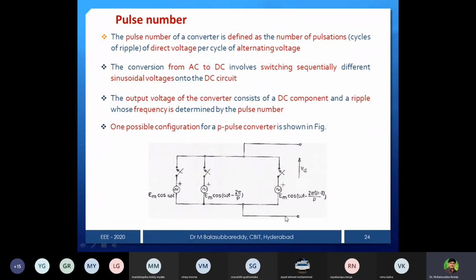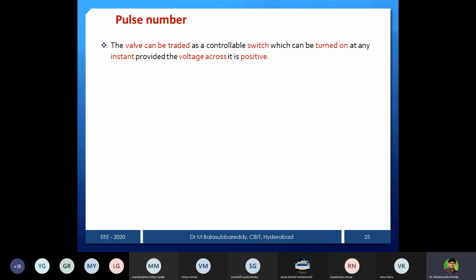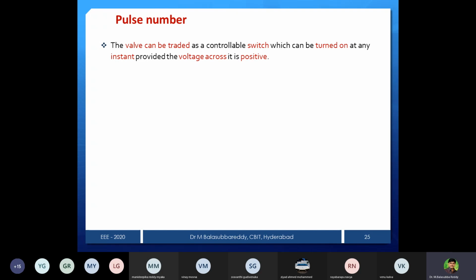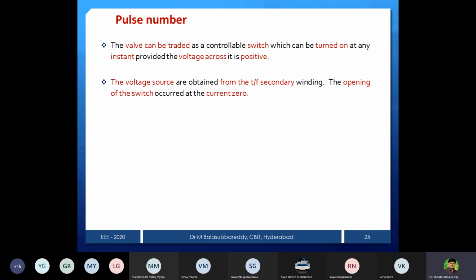You can connect many valves in a basic converter, and the valve can be treated as a controllable switch, because the switch I showed here is not an ordinary switch. It is a controllable switch, preferably a thyristor in this case, because we are using large ratings. That is the reason we should go with thyristors. It turns on at any instant, provided the voltage across it is positive. Similarly, the voltage sources are obtained from a transformer secondary winding. The opening of the switch occurs at current 0.